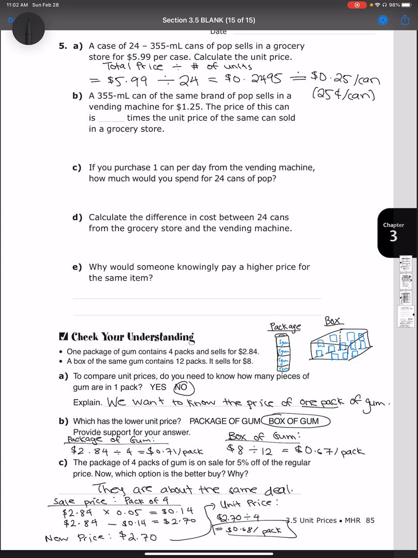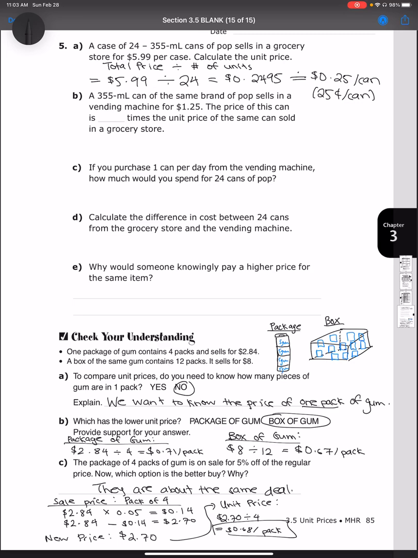So question B says a 355 milliliter can of the same brand of pop sells in a vending machine for $1.25. So the price of this can is blank times the unit price of the same can sold in a grocery store. So what this question is saying, let's say we have Coca-Cola. You can buy a pack of 24 cans of Coca-Cola for $5.99, with each can valuing at 25 cents. Whereas if you go to a vending machine and you purchase a Coca-Cola can, that can is going to cost you $1.25. So the vending machine, one can costs $1.25. When you purchase your actual case of Coca-Cola, one can is valued at 25 cents.